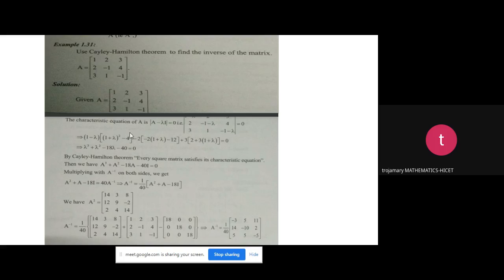So you have to find the value of A square. A square is A into A. Already A is [1, 2, 3; 2, minus 1, 4; 3, 1, minus 1]. If you multiply, we get A square as [14, 3, 8; 12, 9, minus 2; 2, 4, 14]. Then substituting A square, A and 18I, where I is the identity matrix, and simplifying, we get A inverse equal to 1 by 40 into [minus 3, 5, 11; 14, minus 10, 2; 5, 5, minus 5]. So using the CH theorem, we can easily find the inverse of a matrix.